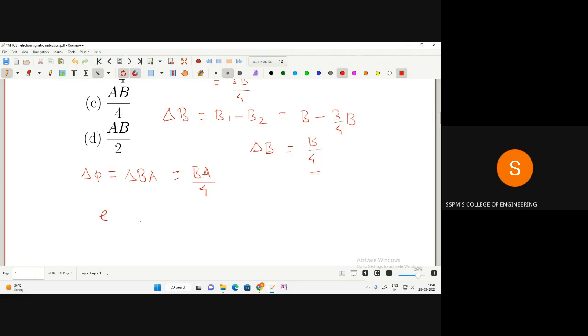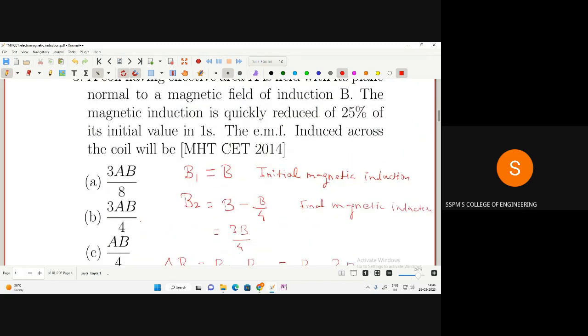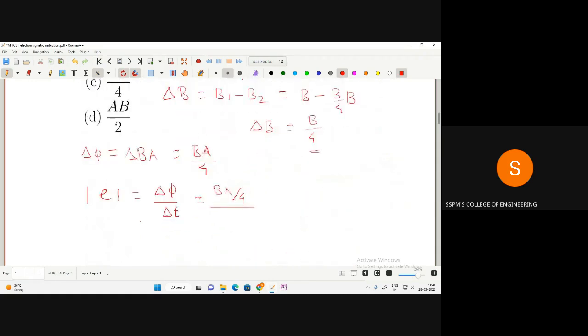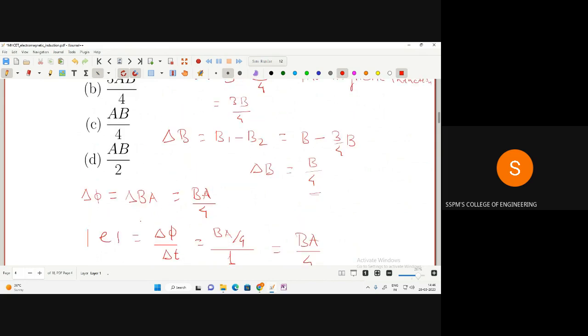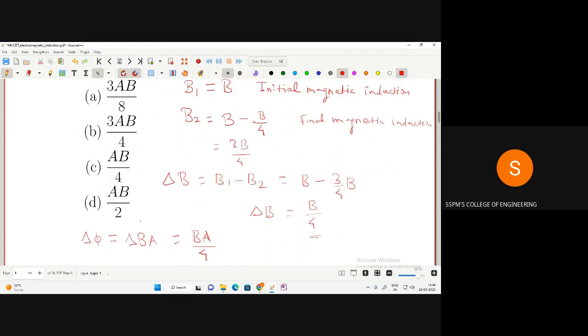Now we know the EMF induced, the magnitude of EMF is delta phi to delta T, the rate of change of magnetic flux with respect to time. Now the change of flux is given, BA by 4. And what is the time required for changing the flux? It is 1 second, given. Delta T is 1 second. So EMF induced is BA divided by 4. So that would be the correct answer. BA divided by 4. The option C is correct.